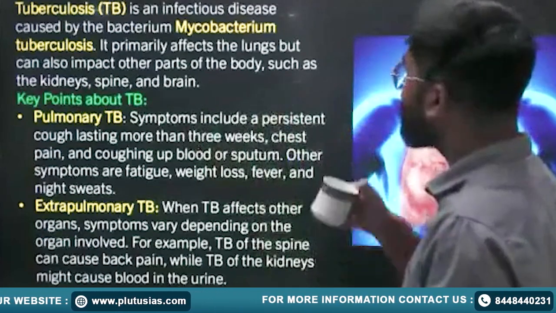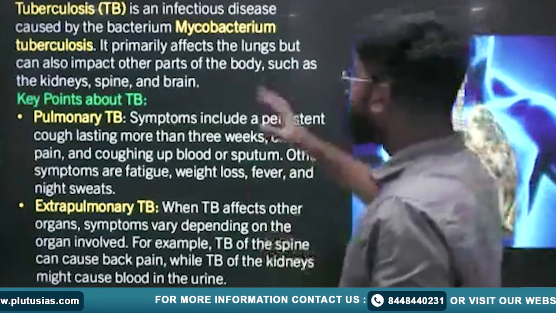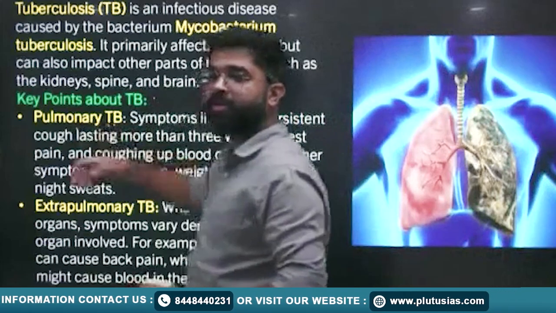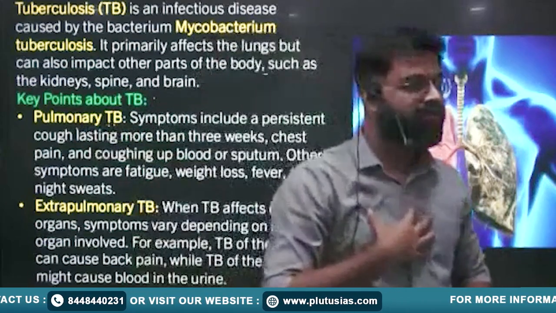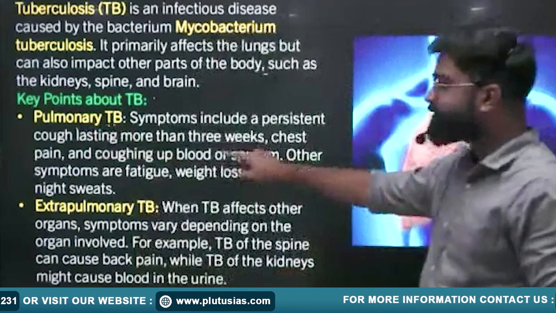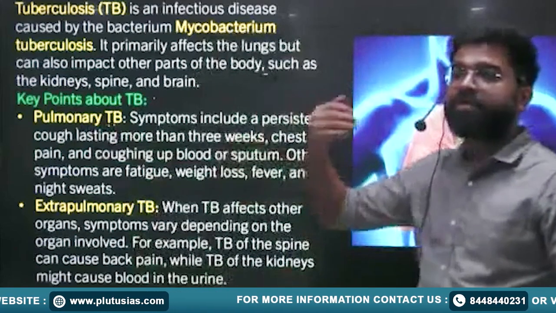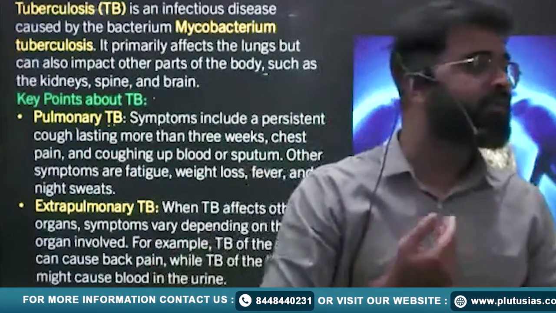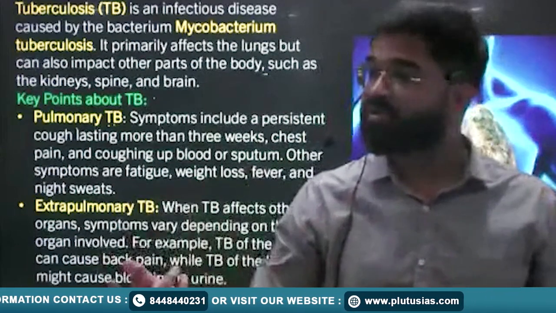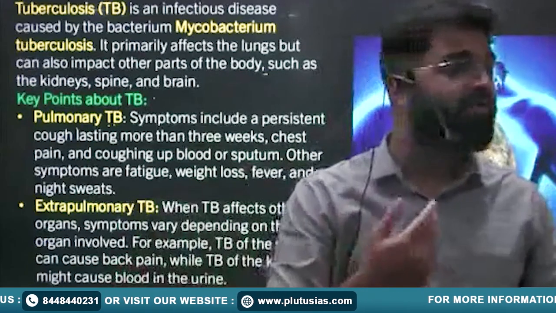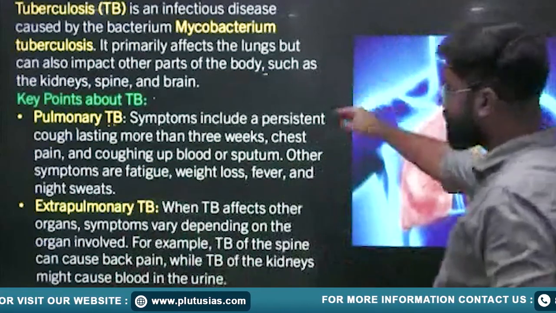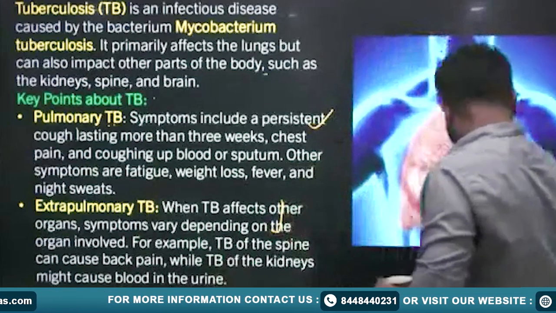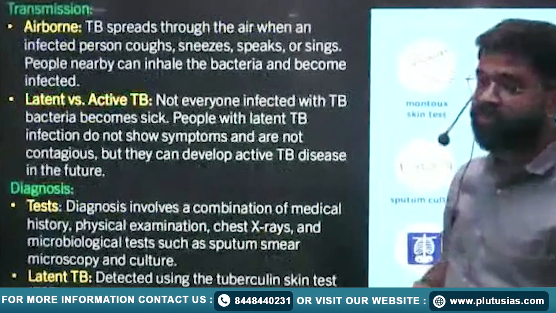Okay, the third part, TB infects which part? It primarily affects the lungs, primarily. So that is why TB is of two types. One is pulmonary TB, which affects the lungs. And the second one is extrapulmonary TB, which means TB is affecting your kidney, your brain, in females the ovaries, the liver, etc. So first one is pulmonary and second one is extrapulmonary. Okay. Second thing, transmission.